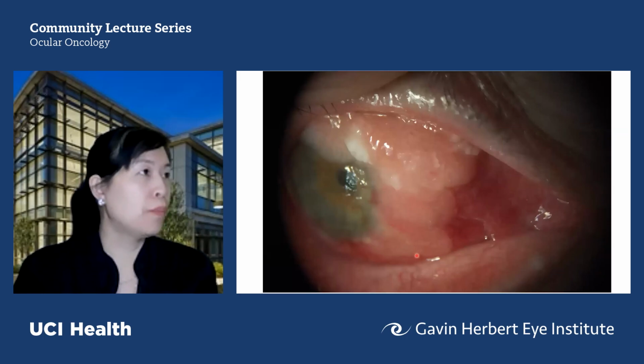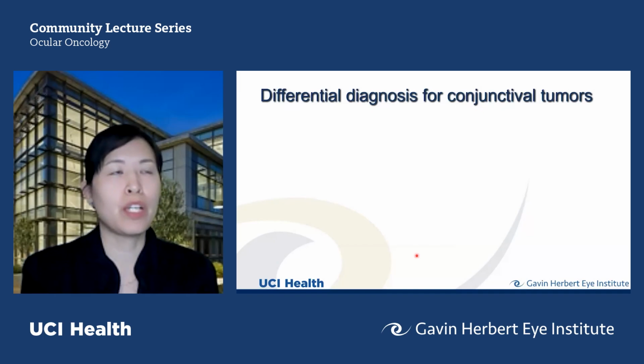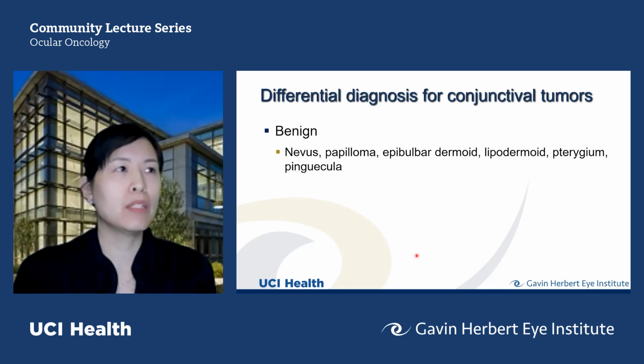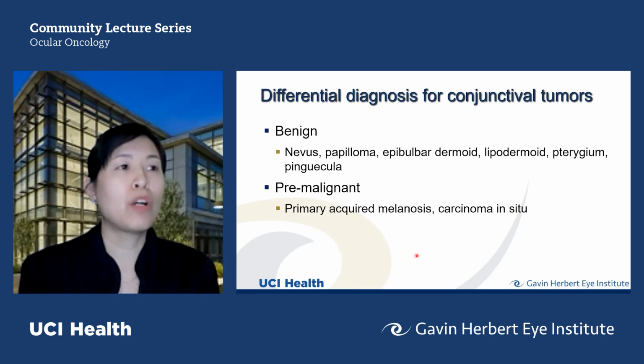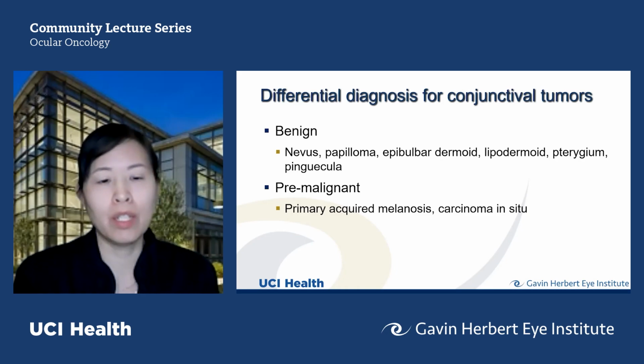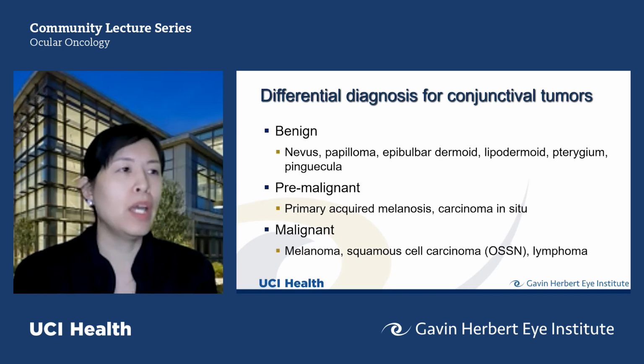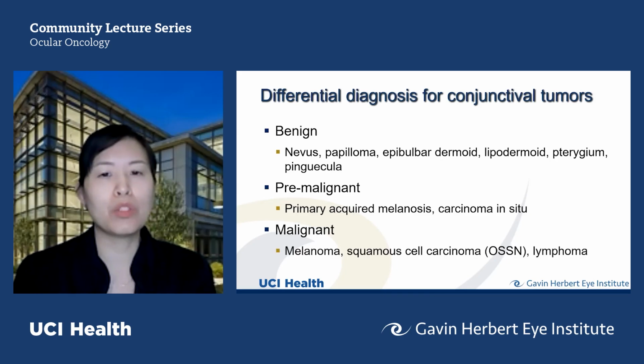So let's talk about, if we look at a tumor in the conjunctiva, what could these things be? There's actually a lot of different possibilities. There are benign lesions. Some are very common, like the one I just showed you, the pterygium. Some are less common. There are pre-malignant or pre-cancerous lesions, meaning there are cancer cells in the lesion, but the cancer cells haven't extended past that tissue. And that's when we call it malignant, when it's truly a cancer.